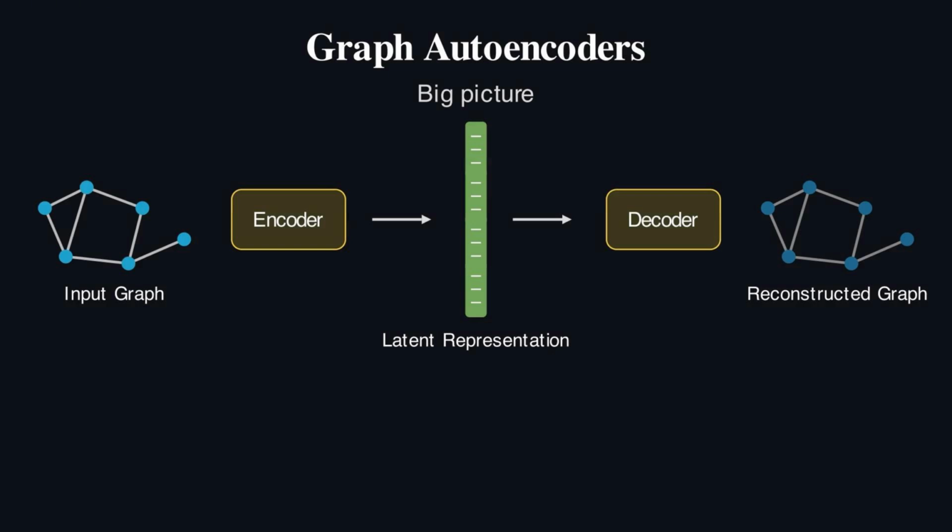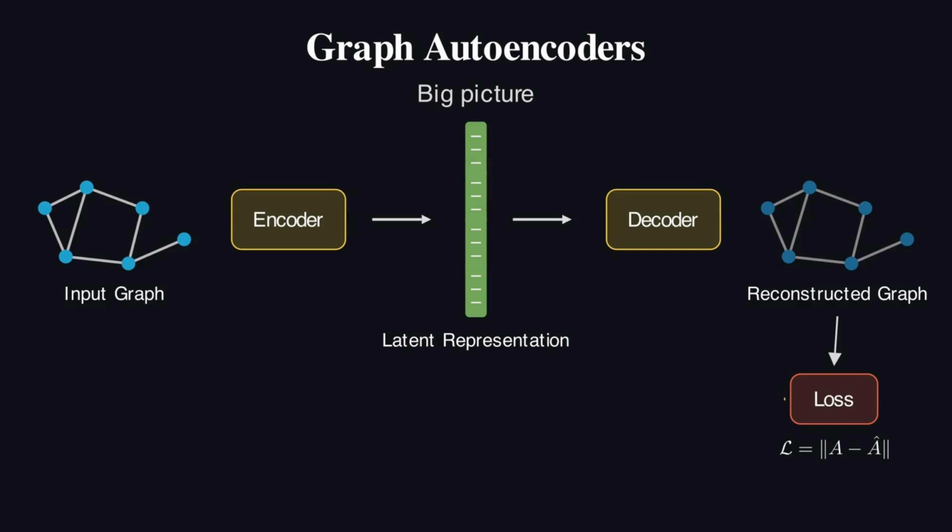To measure how well the reconstruction matches the original graph, we compute a loss. This loss compares the true adjacency matrix with the reconstructed one. If the difference is small, the model has successfully captured the structure of the graph. If the difference is large, the model needs to improve.